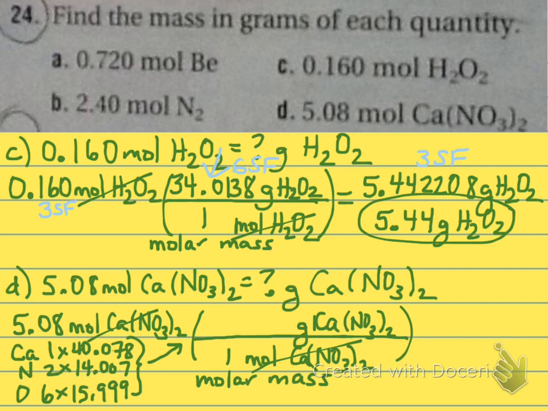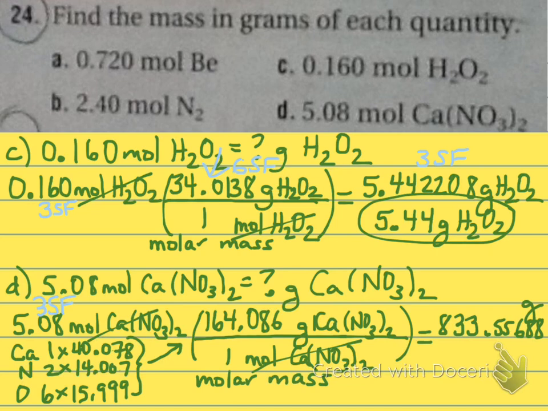So, doing that math, 40.078 plus 2 times 14.007 plus 6 times 15.999, and I get 164.086. Again, I want to make sure I use at least 3 significant figures there. So again, I'm going to multiply because those numbers are both in the numerator. And again, my calculator gives me 833.55688, okay, grams.